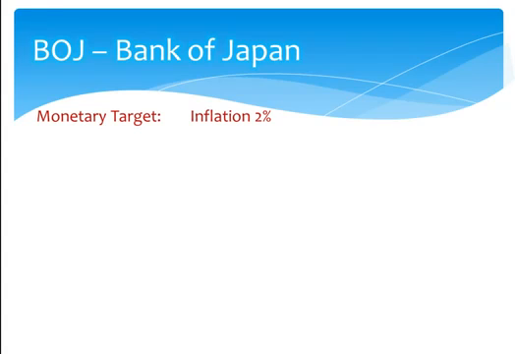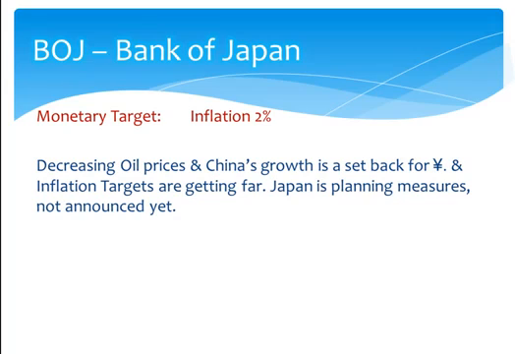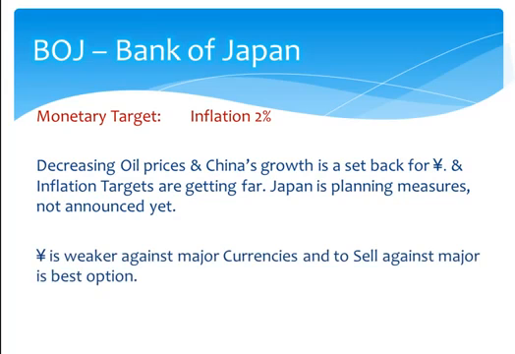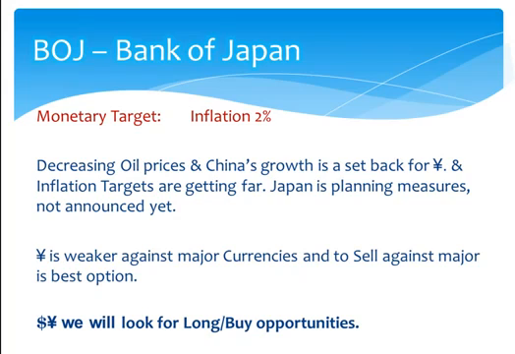If we see the Bank of Japan, their inflation target is 2%, but decreasing oil prices and China's growth are a setback for the yen, and their inflation targets are getting further away. And Japan is planning measures, although these are not announced yet. So the yen is weaker against major currencies. To sell against the majors is the best option. So we will opt to take long opportunities in dollar yen.